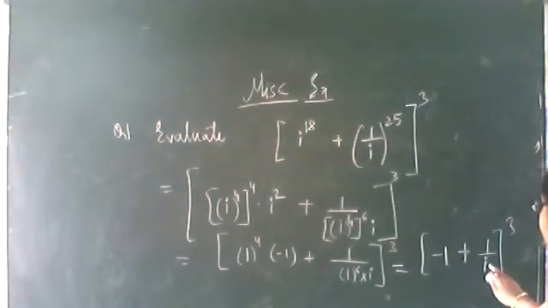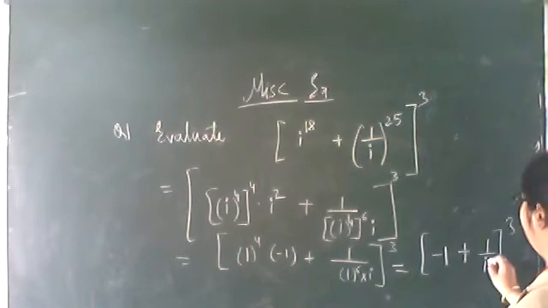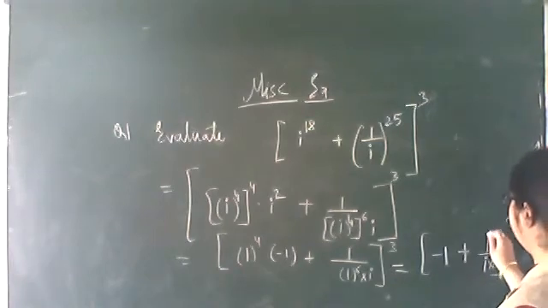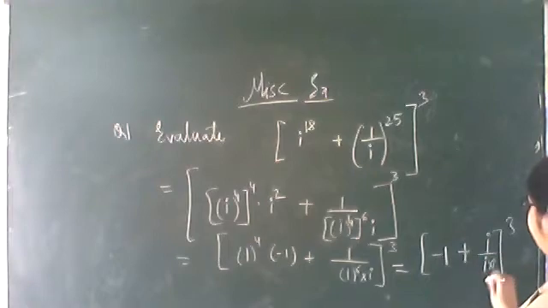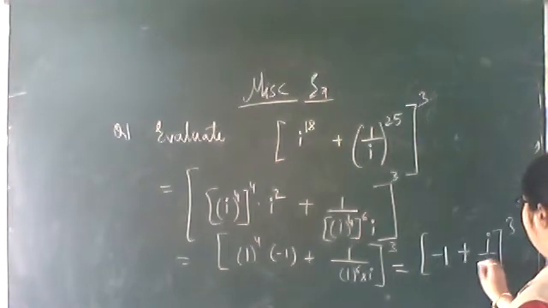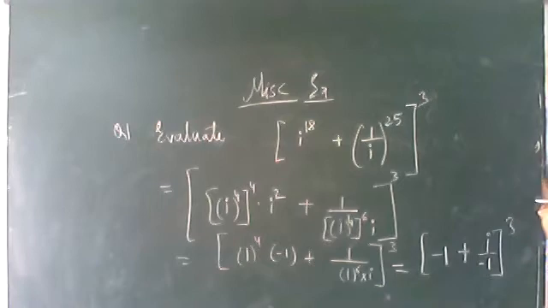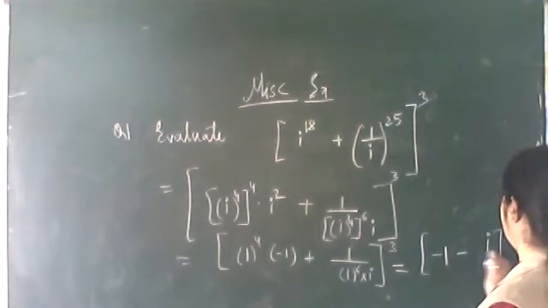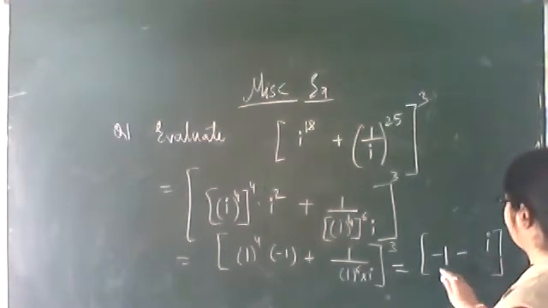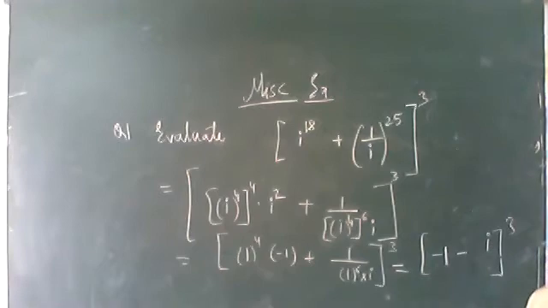Now I told you whenever you are having iota in the denominator, what we do? We multiply it by iota and divide it by iota. Can we multiply and divide it by iota? Yes. So what we will have? In the denominator we'll get iota square, that is equal to minus 1. So minus into plus will get minus iota upon 1, which will be iota. So minus 1 minus iota whole cube you will get.